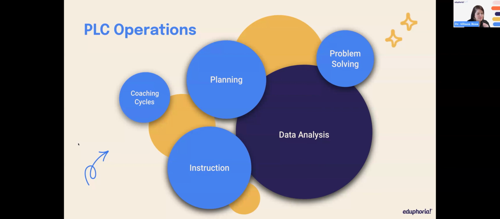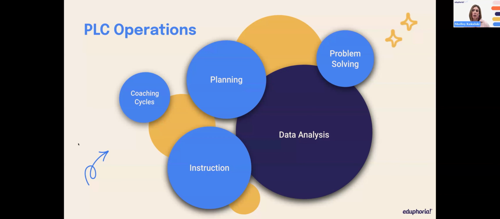That leans into what we were talking about with instruction with our PLCs, the best first instruction concerning how y'all share your collective strategies. Yeah, as I said before, PLCs collectively share instructional strategies that have worked well with the TEKS.